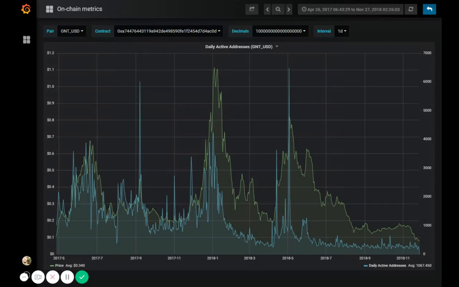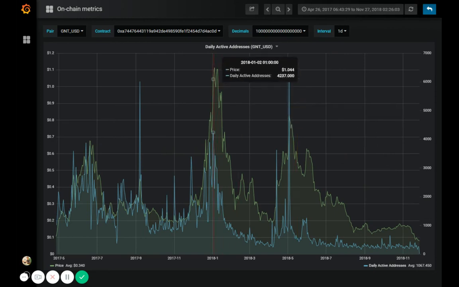So what daily active addresses, or DAA, shows is the number of unique network addresses that are involved in transactions on a specific project's network on a certain date. So in reality, what that means is that daily active addresses shows you the daily level of interaction or speculation with a token that you selected.